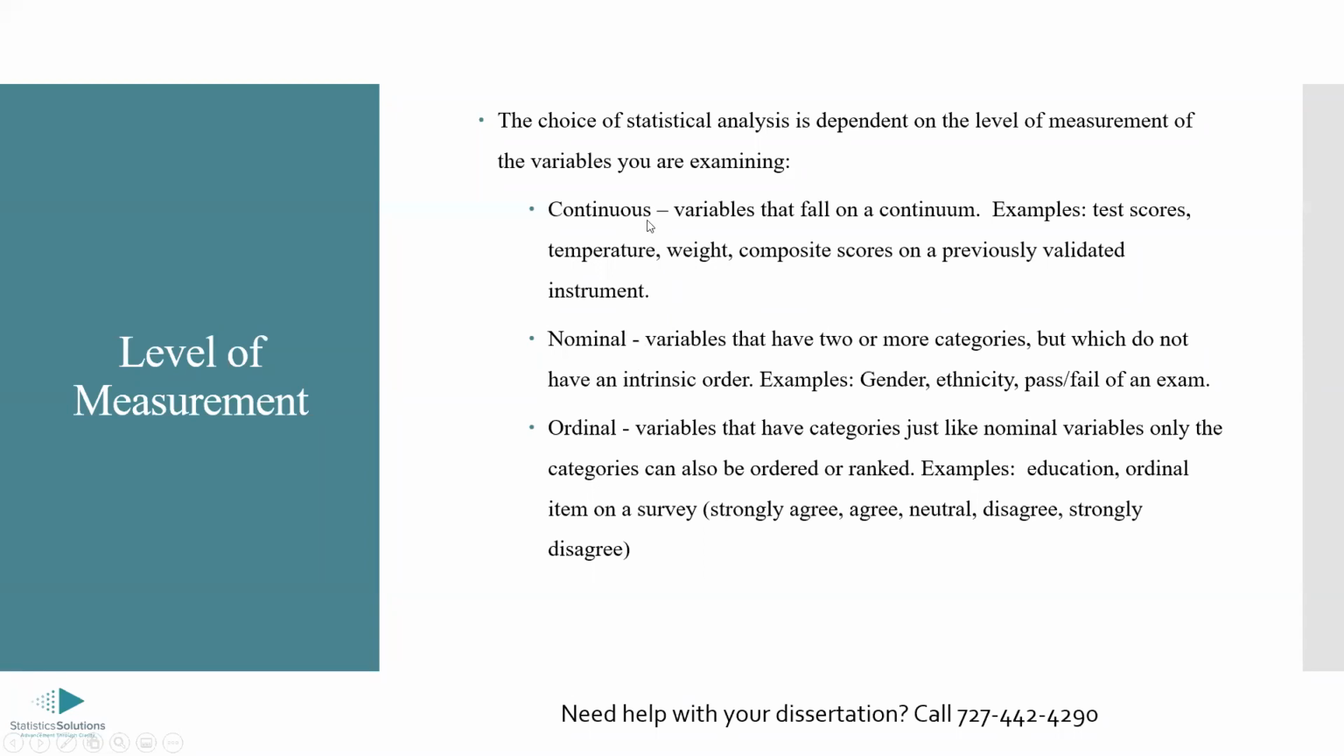We have continuous variables. Continuous variables are variables that fall on a continuum or a scale. Examples of these are test scores, temperature, weight, or composite scores. So say you're using a previously validated survey, like the job satisfaction survey, or maybe the multi-factor leadership questionnaire. If you develop a composite score from a series of Likert scale items, many statisticians today agree that that new variable is continuous, and you can use parametric analyses with them. This has been a debate for decades now. You can argue it either way.